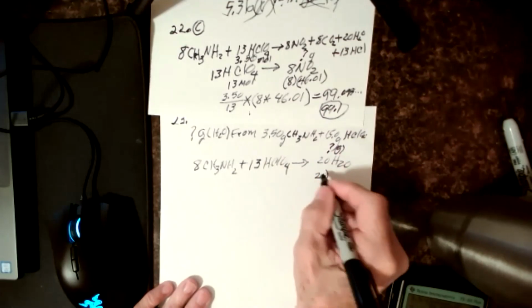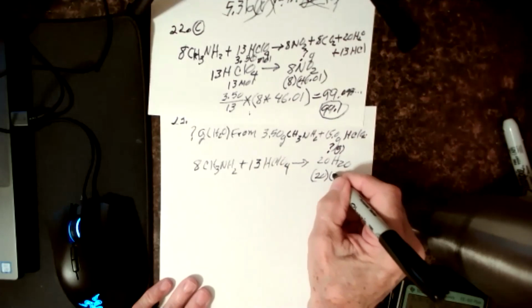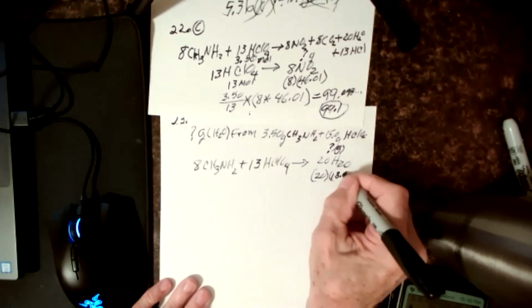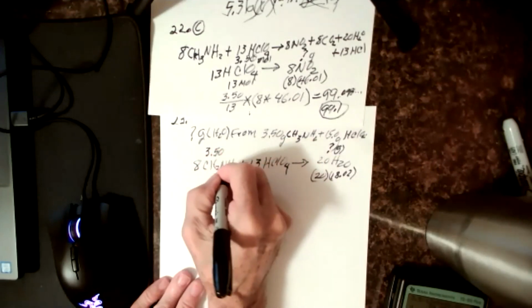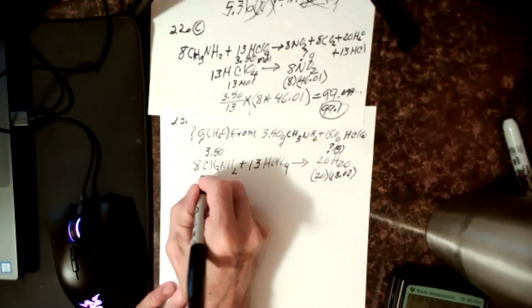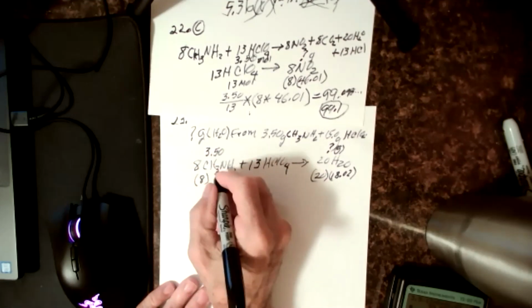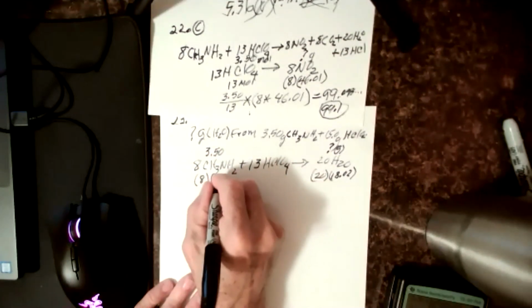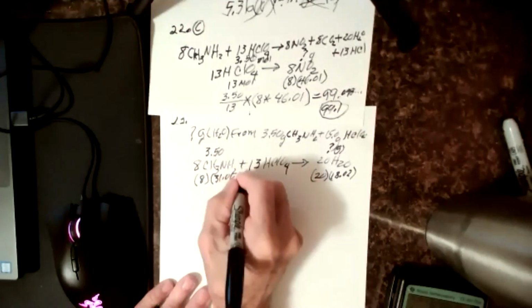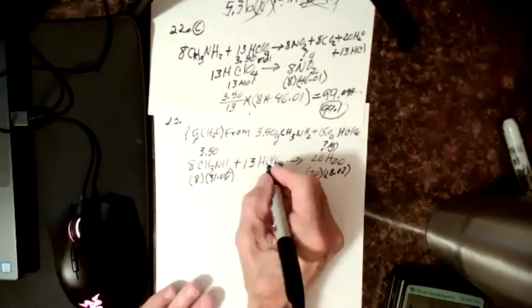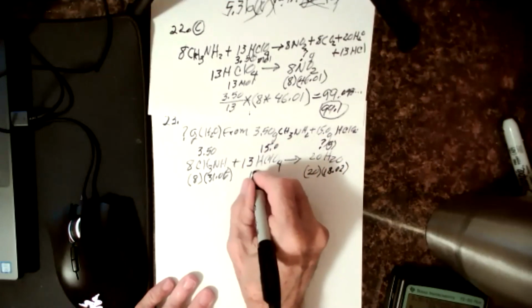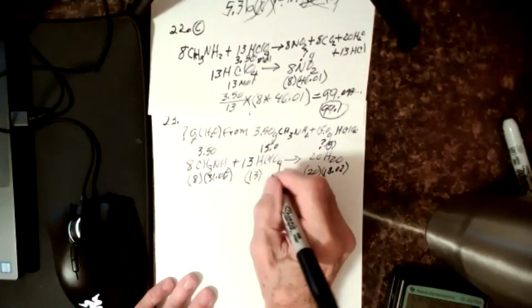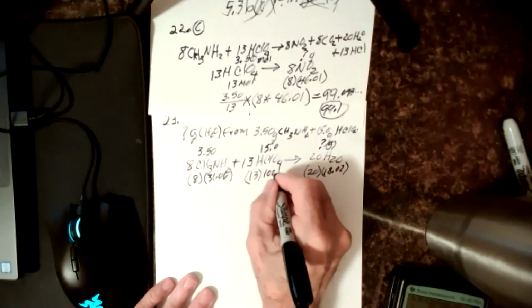So that's 20 moles. The molecular weight of water is 18.02. That's given in the problem, we didn't have to calculate it. And we are reacting 3.5 grams of the methylamine. The equation is showing 8 moles. Molar mass of the methylamine is 31.06. And now this is 13 of this. We're reacting 15 grams of this. The equation is showing 13 moles. The molar mass for perchloric acid is 100.5.